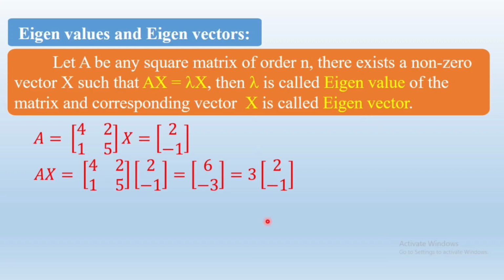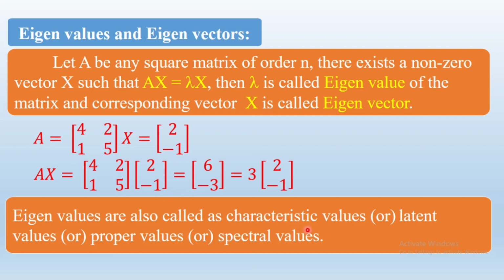Now this eigenvalue is also called characteristic values or latent values or proper values or spectral values. Similarly, the eigenvector is also called characteristic vector or latent vector or proper vector or spectral vector.